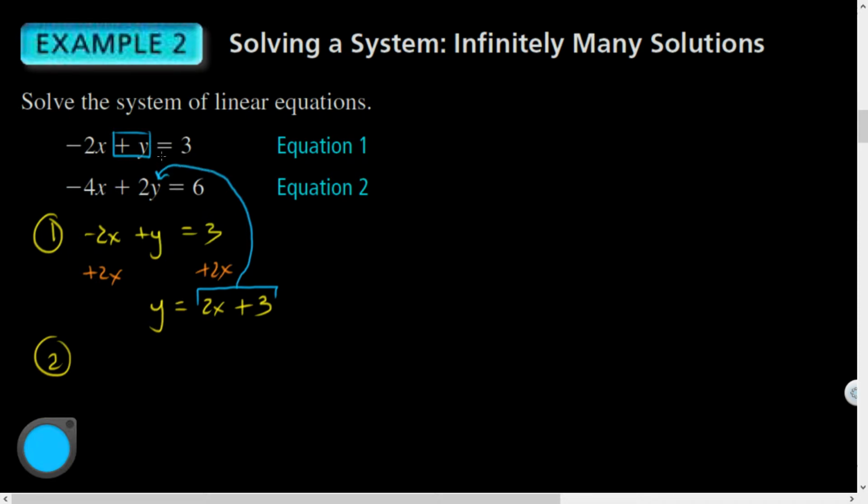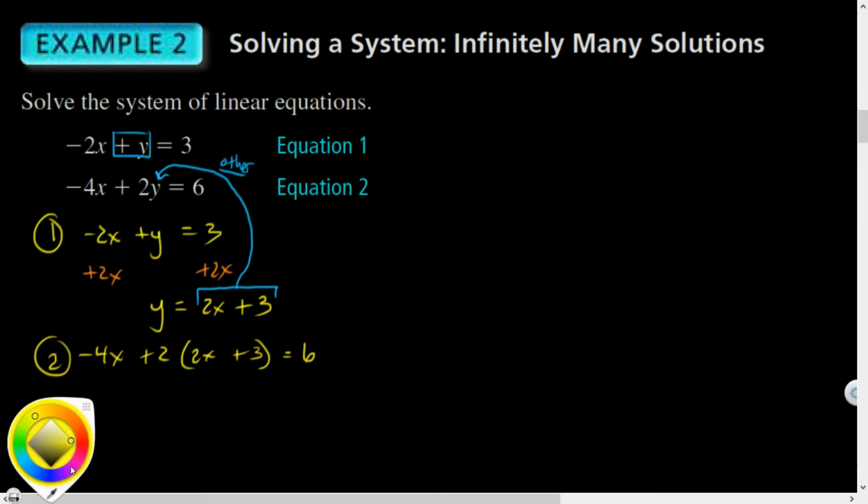And when we did substitution, we always had to plug it into the other equation. Do you guys remember that? That was the one time that it mattered, was in substitution. So I'll have negative 4x plus 2. Instead of y, I'm going to write this expression. Okay? So instead of y, I've now got 2x plus 3. I have to have parentheses here because I'm going to need to remember to distribute this too.